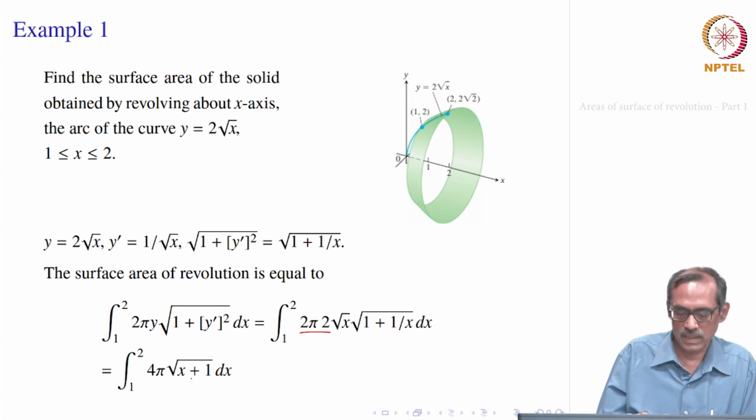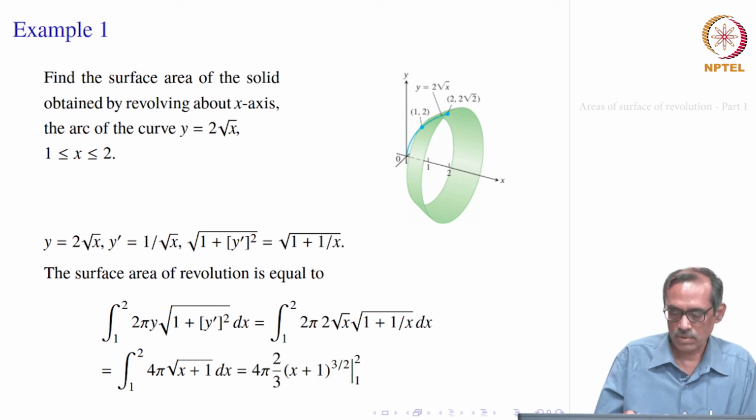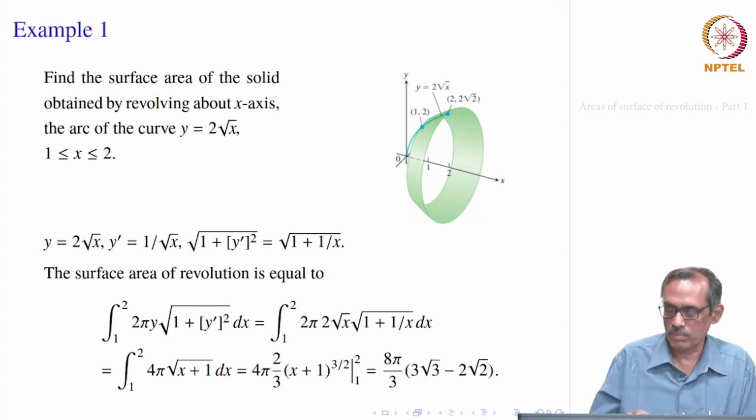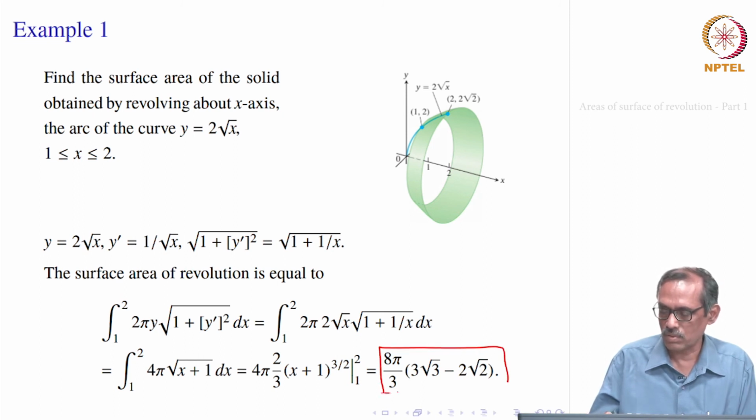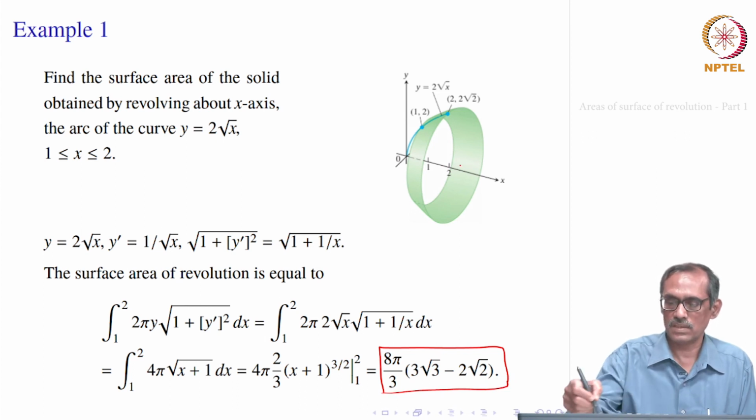Now, you can integrate it thinking of x plus 1 as u, and then it is u to the power half, right. So, that gives 2 by 3 times x plus 1 to the power 3 by 2, the integral of square root of x plus 1. We have a 4 pi factor, and it is to be evaluated at 1 and 2 and then subtracted, and if you simplify, that gives you 8 pi by 3 times 3 root 3 minus 2 root 2. That is the surface area of revolution.